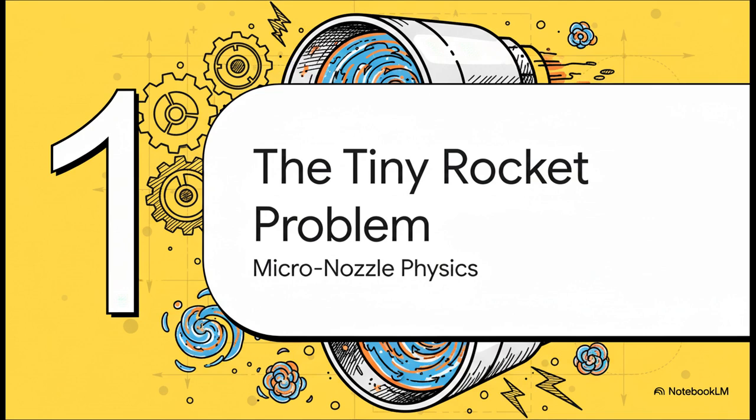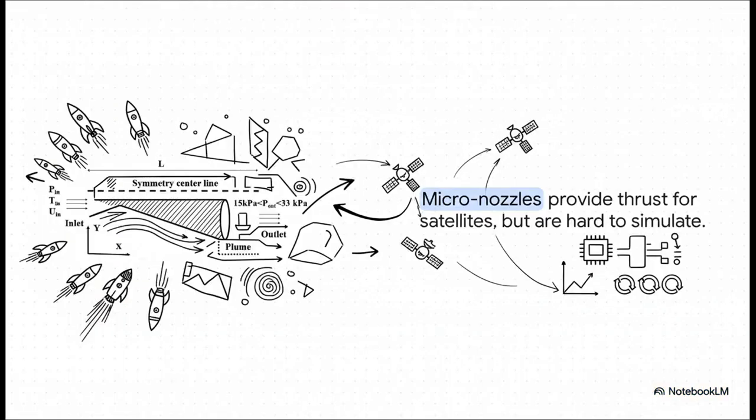The tiny rocket problem. At the heart of all this are these little things called micro-nozzles. And while they're incredibly small, the physics happening inside them is a giant headache for engineers. Okay, so these little engines work by shooting gas out at supersonic speeds. But here's the catch. When you shrink everything down to this microscale, the normal rules of fluid dynamics, well, they kind of start to break down. The physics gets unbelievably complex, which makes trying to design and test them with computer simulations a huge challenge.